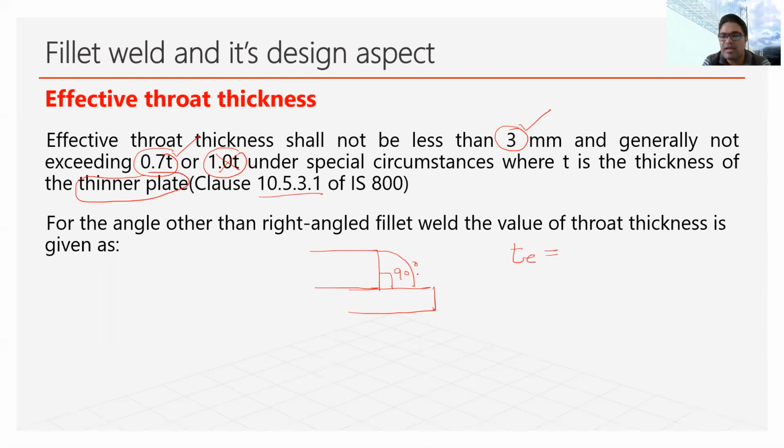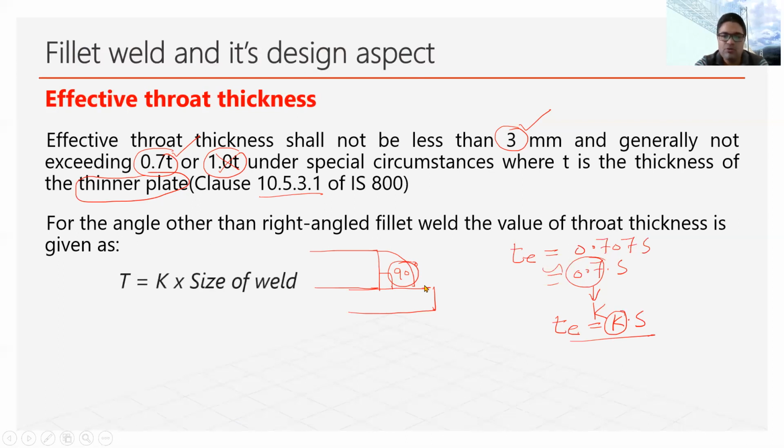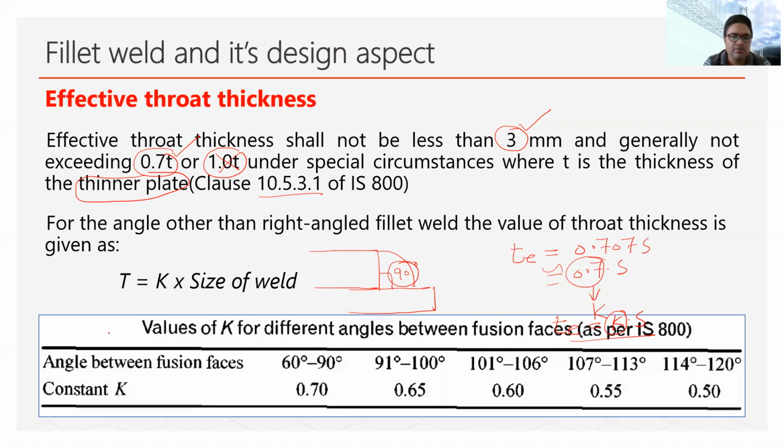Because when the 90 degree angle is there, the throat thickness is about 0.707 times S. Sometimes we take it as 0.7 times S. So if we consider this coefficient as the value of K, then we can say that TE is equivalent to K into S. So K is the coefficient that depends on this angle. If the angle is different, then the K value will be different. In IS code Table 22, there is a table given to get the value of K.